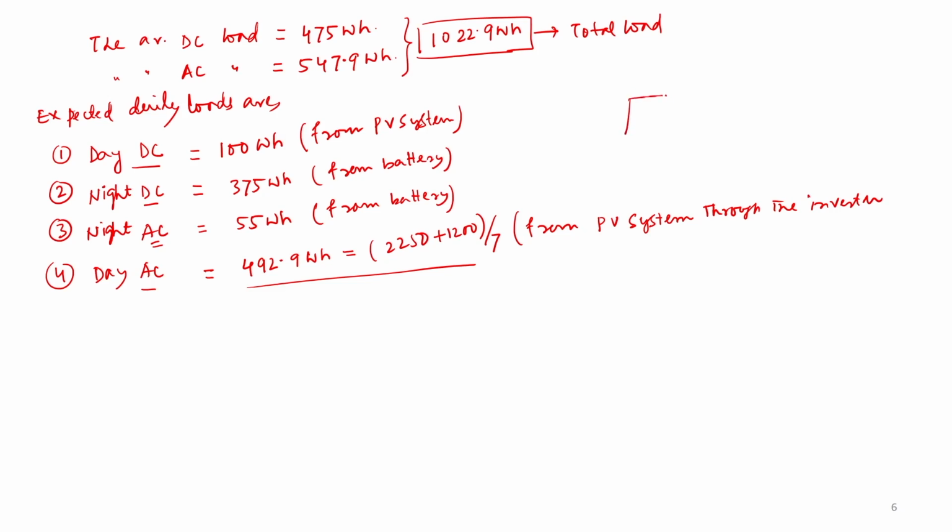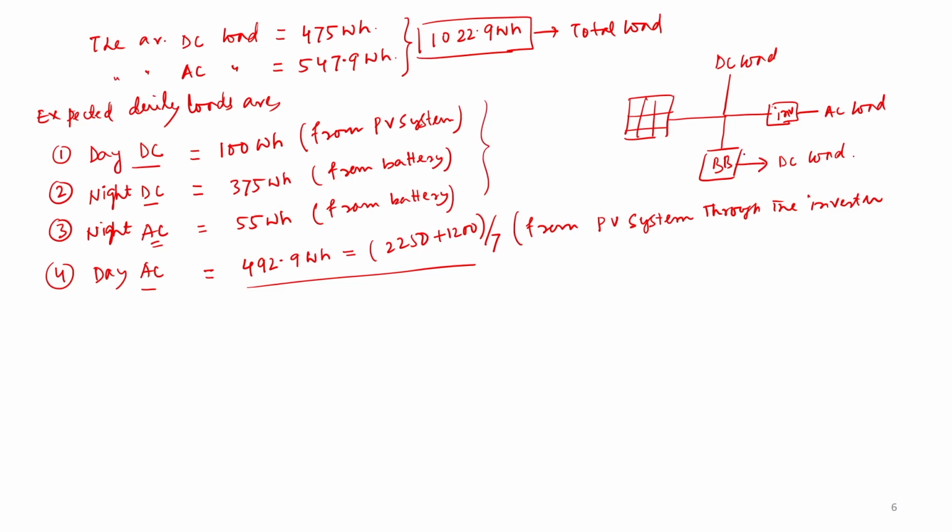If you can visualize it, if you have modules, then some are going to the battery, which is the battery bank BB. We have DC load, I have an inverter, this is AC load, and from here also we have a DC load. So, these are different situations.